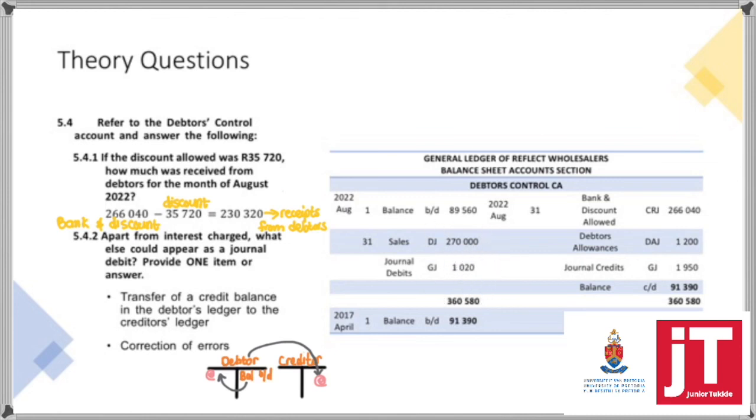Or there was a correction of an error. In other words, you posted to the wrong side, to the wrong debtor, and you have to move the balance from one debtor to another, or you have to double debit because there was an incorrect credit. Any one of those can also lead to a journal debit entry.